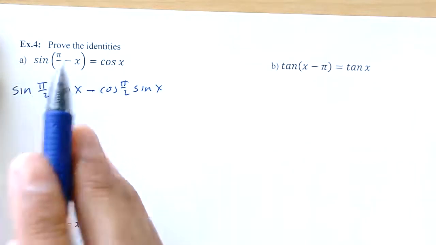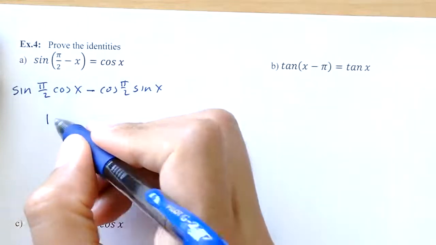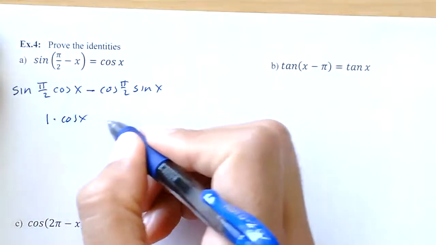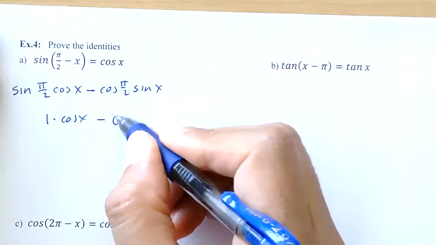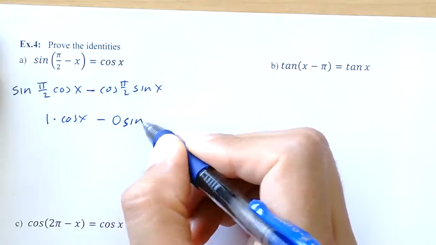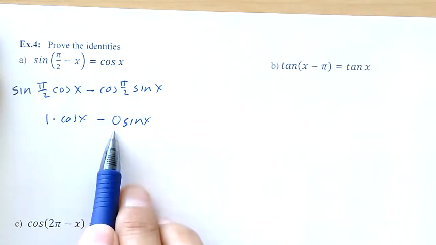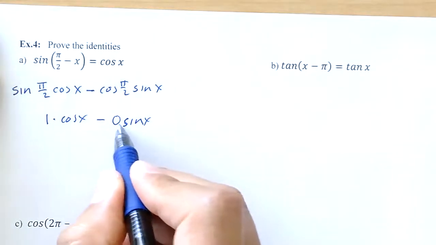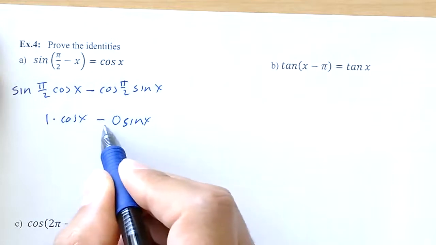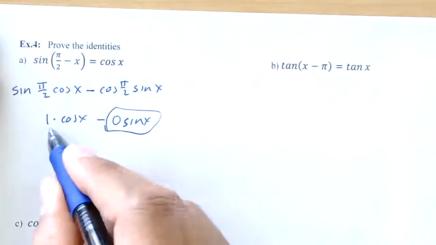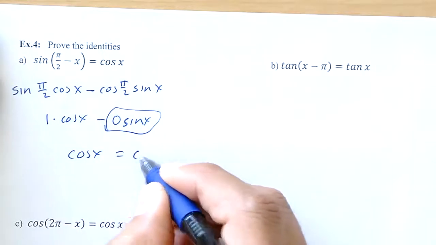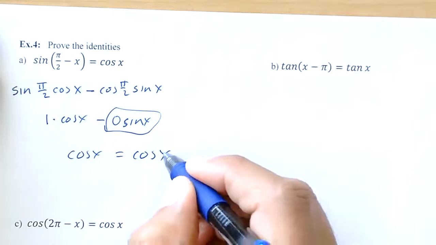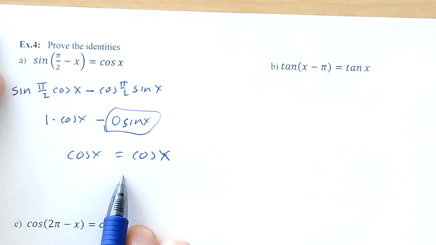I know that the sine of pi over 2 is 1. I know that the cosine of pi over 2 is 0. And because this is 0 times the sine of x, all this will be 0. So what I have left is 1 times cosine x, which is equal to cosine of x. It is a proof. It is an identity.